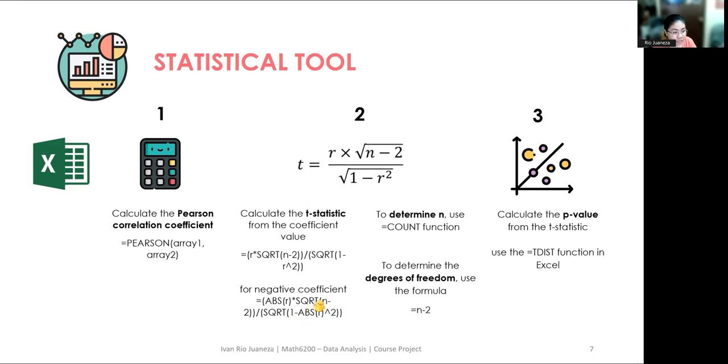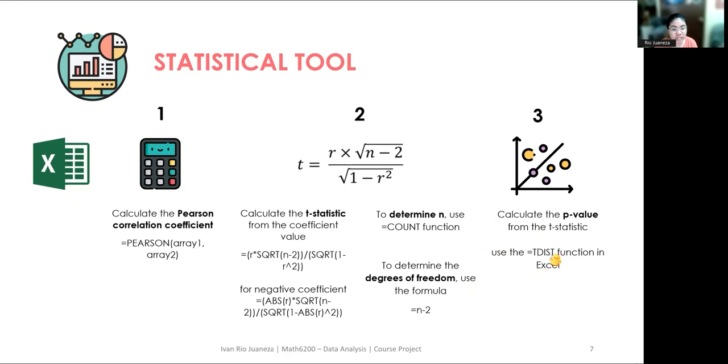But if we get a negative coefficient from the first step, we will use this formula: absolute value of R times square root of n minus 2 all over square root of 1 minus absolute value of R squared. To determine the n, use the count function. To determine the degrees of freedom, use the formula n minus 2. And lastly, calculate the p-value from the t-statistic and degrees of freedom using the T.DIST function in Excel.